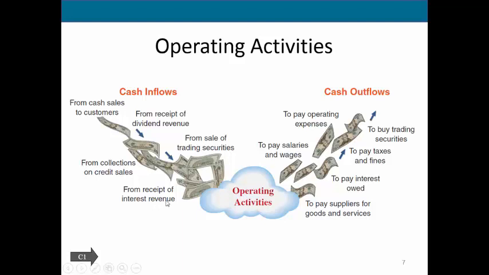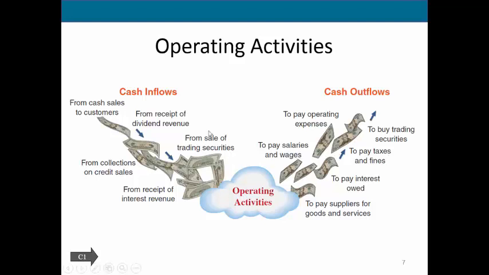So then let's look at some of our cash outflows related to operations. Paying any type of wages or salaries, paying our basic operating expenses, whether that's rent or utilities, things like that, paying our suppliers, and then also paying taxes or fines. Again, taxes and fines, these are the basic operations of your company. You cannot have a company without paying your taxes. So that's just part of your basic operations.